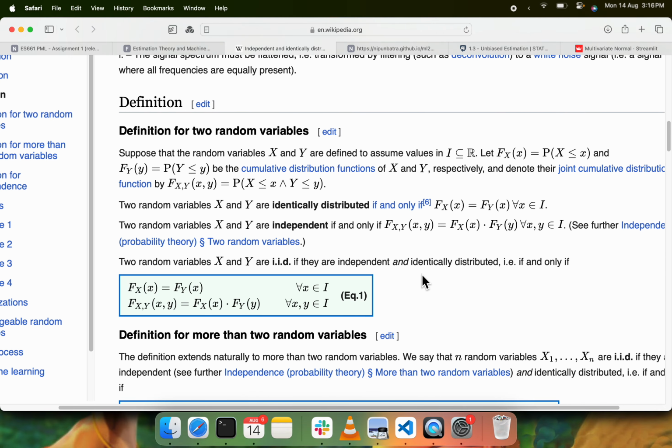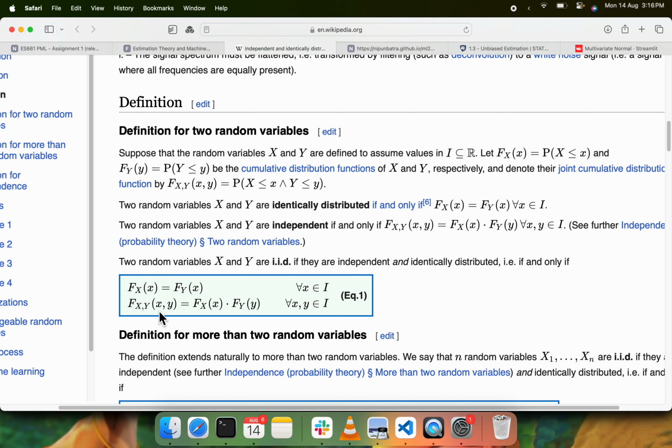So let us assume that we have two random variables, capital X and capital Y, whose, in this case, they have shown the CDFs, capital Fx and capital Fy, but we could have equivalently had the PDFs. So the identical assumption says that the PDF is the same, right? The PDF or the CDF evaluated at the same input is the same.